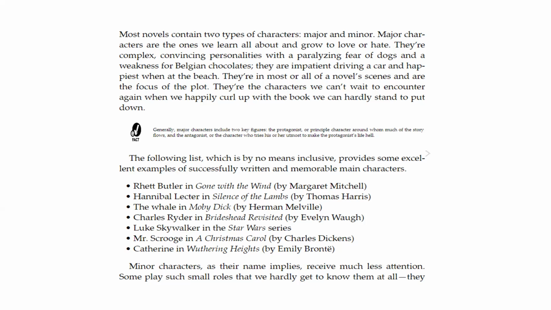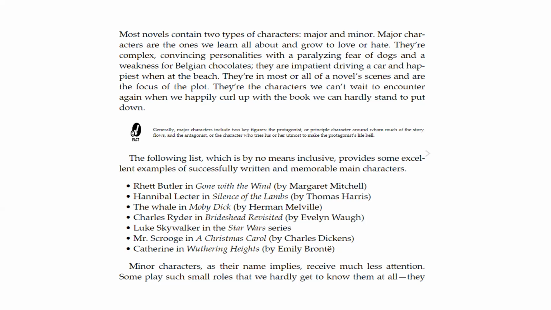The following list, which is by no means inclusive, which means it doesn't have everything, provides some excellent examples of successfully written and memorable main characters. Rhett Butler in Gone with the Wind, Hannibal Lecter in Silence of the Lambs, the whale in Moby Dick, the big white whale, Charles Ryder in Brideshead Revisited, Luke Skywalker in the Star Wars series, Mr. Scrooge in A Christmas Carol, Catherine in Wuthering Heights.